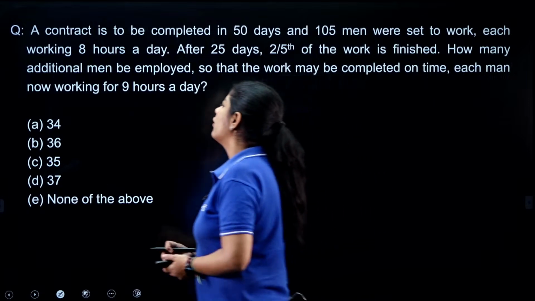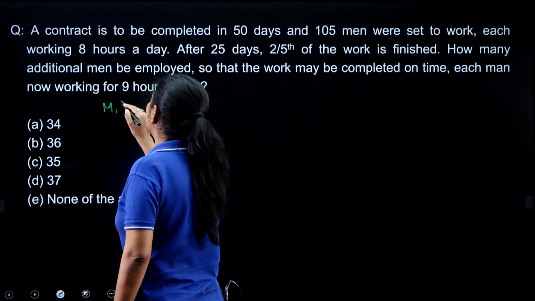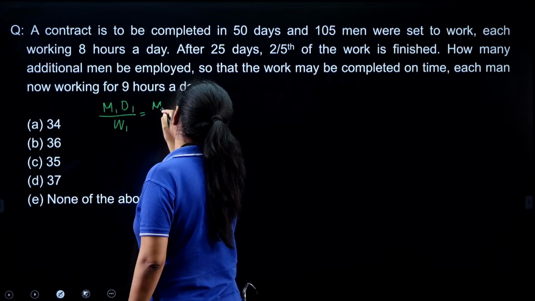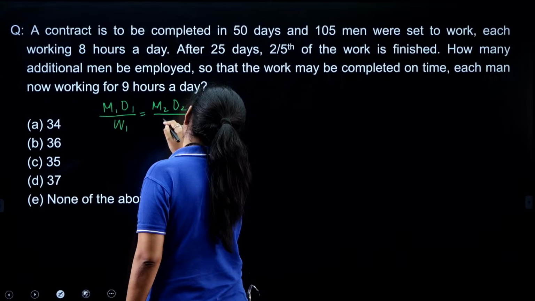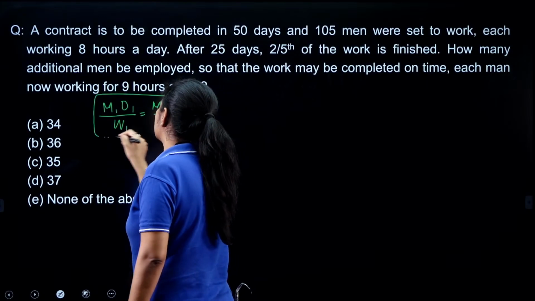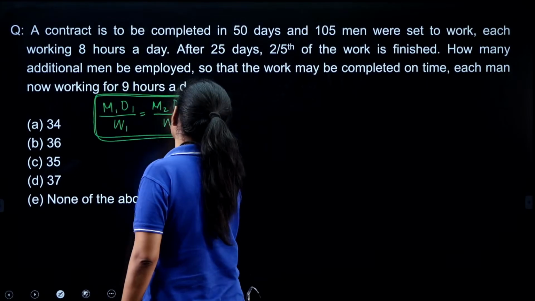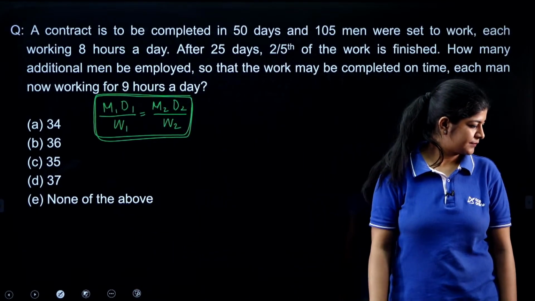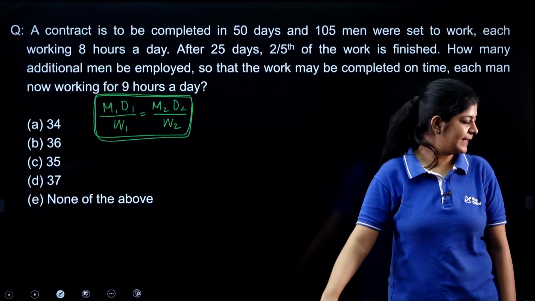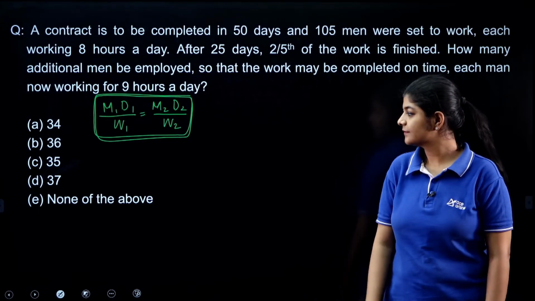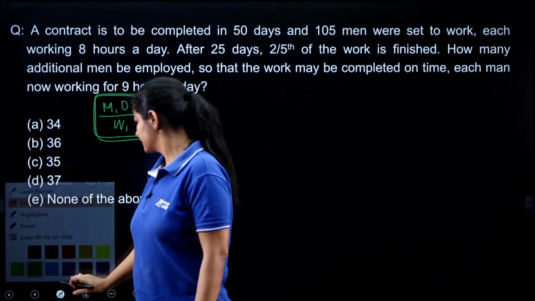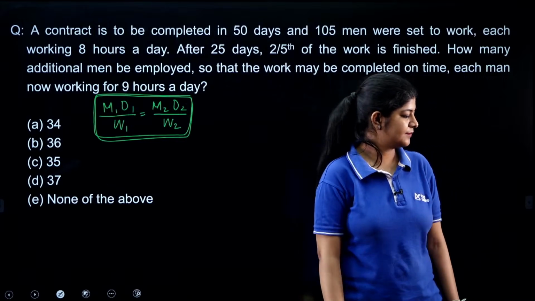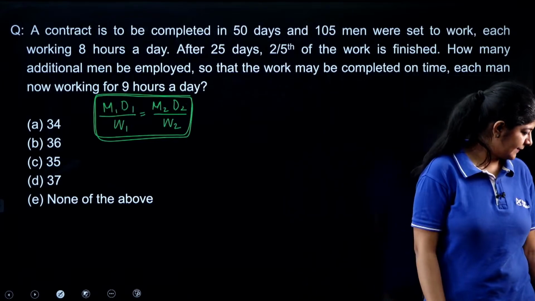What is the concept of time and work? It says that M1 D1 upon W1 is equal to M2 D2 upon W2. This is what we need to apply. Any one of you, what answer are we getting? Okay, let's see.